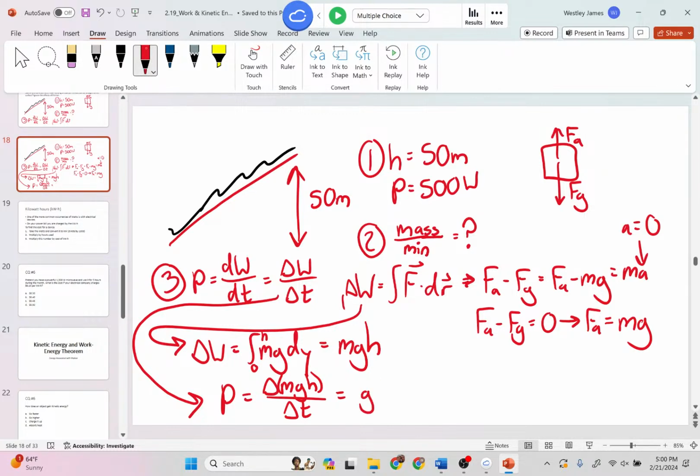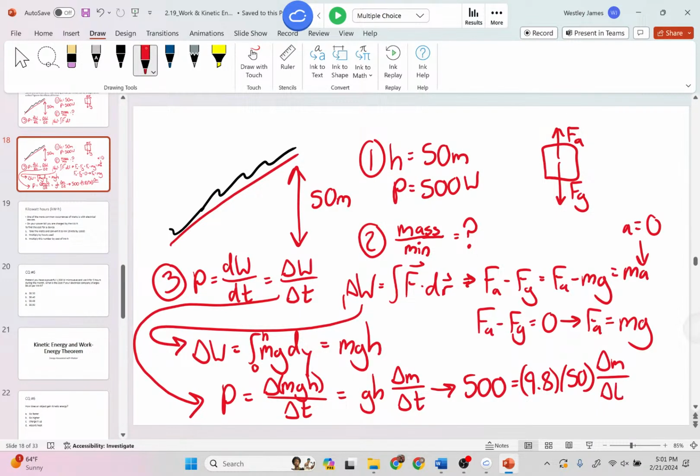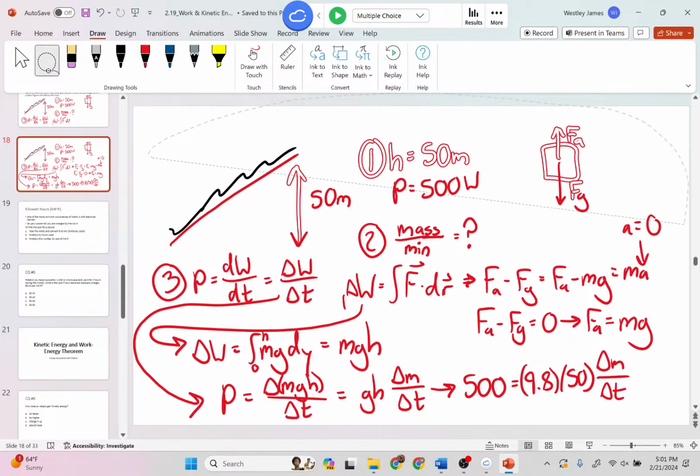We pull out the g, we pull out the h, and we get delta m over delta t. The amount of mass I'm moving every second. Because this thing is constantly moving mass every second. And so you put in the numbers. So we have 500 watts equals 9.8 times 50 times the change in mass per second. We do the math. I give myself more room through the power of technology.